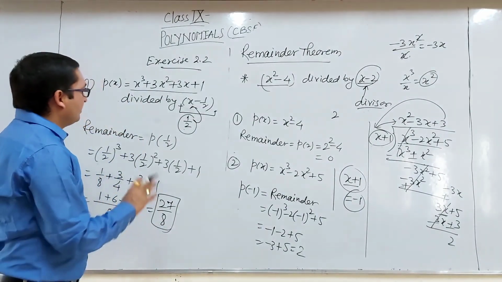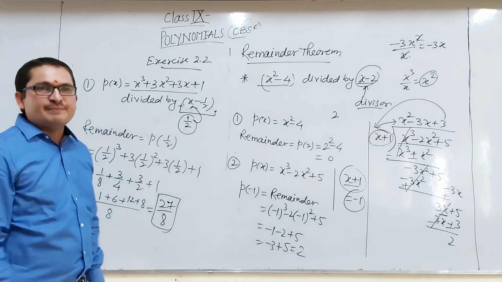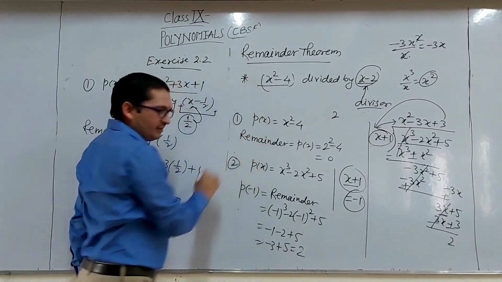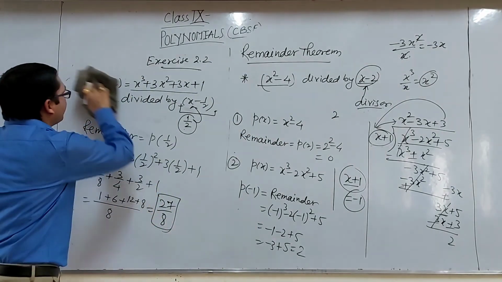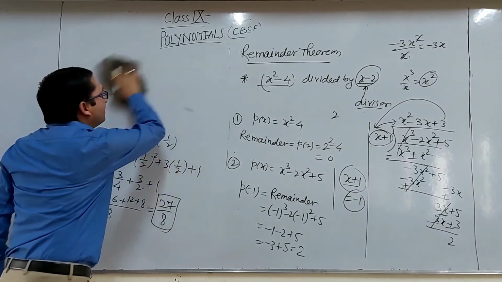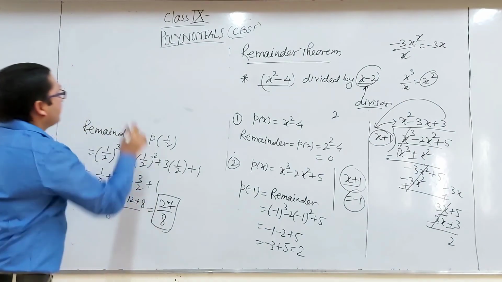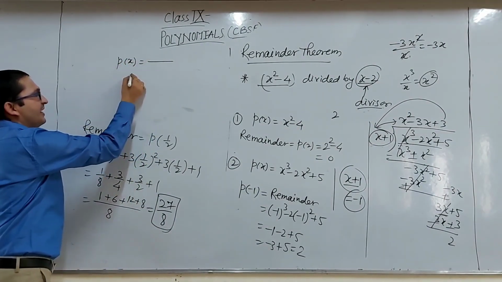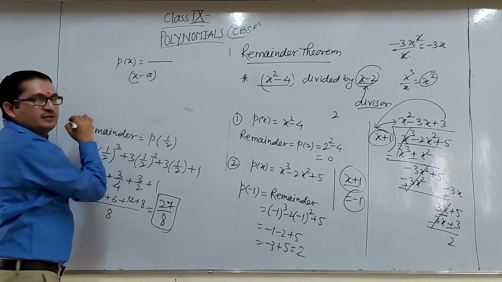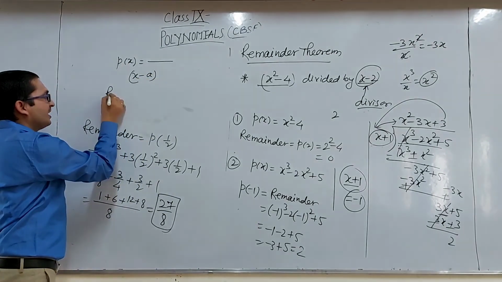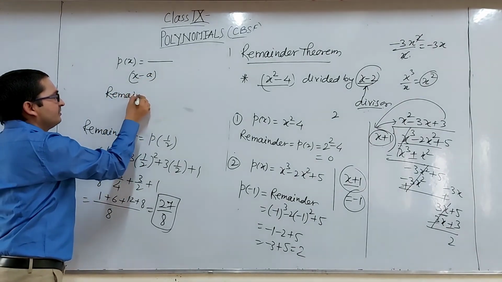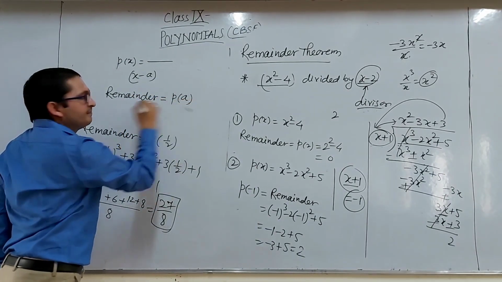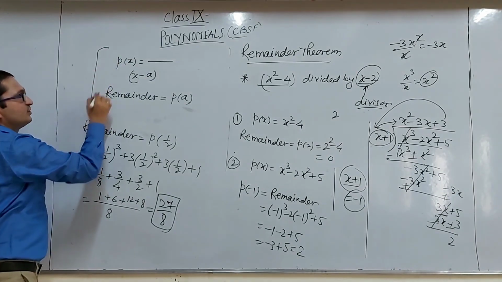So what does it mean? If you are dividing any polynomial P(x) by x minus a, then the remainder will be equal to P(a). This is the definition of the remainder.